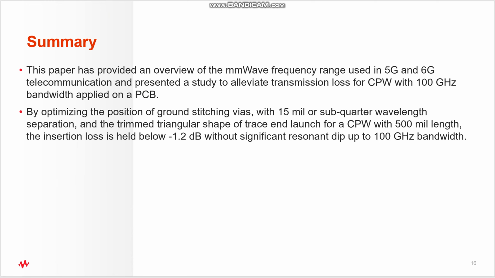Summary: this paper has provided an overview of the millimeter wave frequency range used in 5G and 6G telecommunication and presented a study that alleviated the transmission loss for CPW with 100 gig bandwidth applied on the PCB. By optimizing the position of the ground stitching vias with 15 mm and sub-quarter wavelength separation and the trimmed triangular shape of the trace and launch for the CPW with 500 mm length, the insertion loss is held below minus 1.2 dB without significant resonant dip up to 100 gig bandwidth.